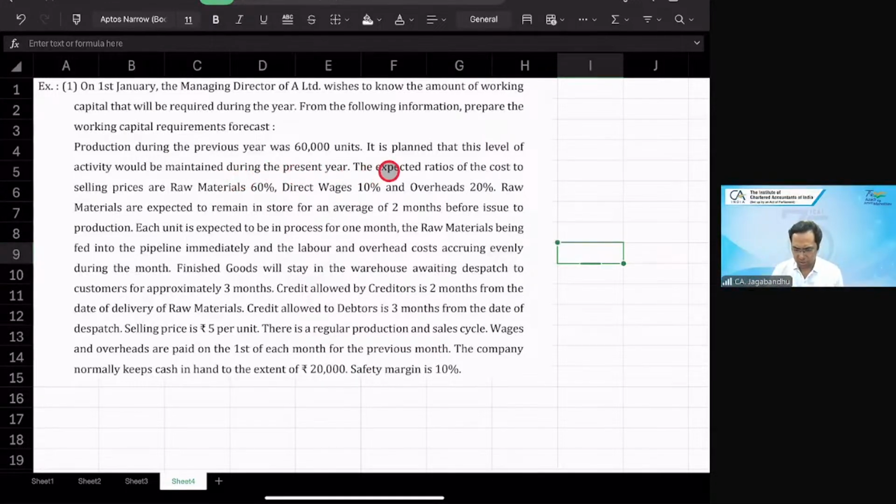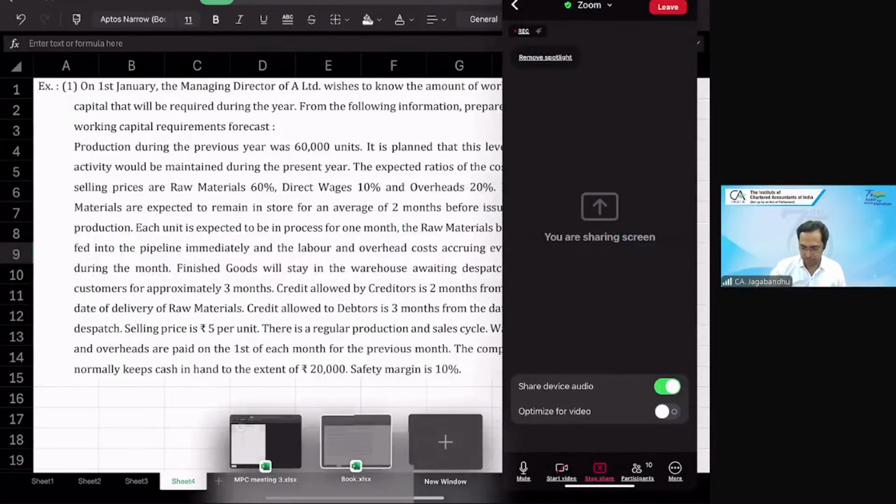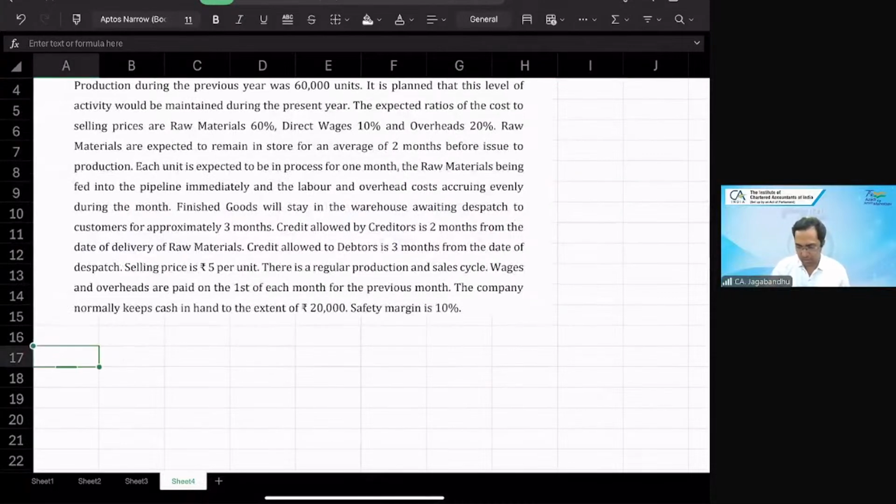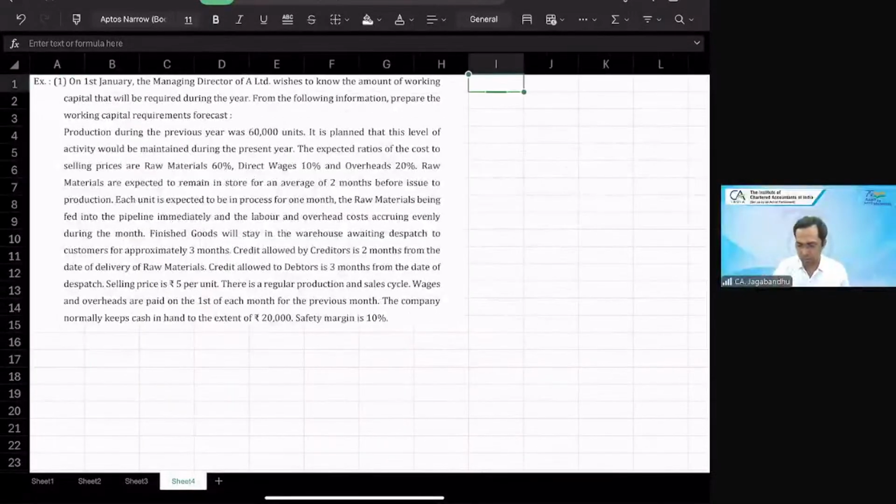The expected ratios of the cost to selling prices are raw material 60%, direct wages 10%, overheads 20%. Raw materials are expected to remain in store for an average of 2 months before issue to production. So from this, let's first prepare an income statement, and then we'll go for the working capital estimate.